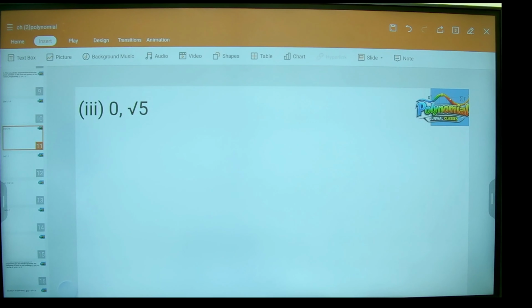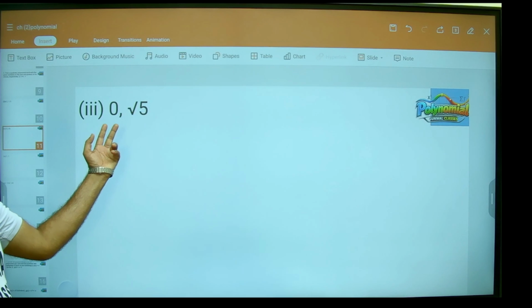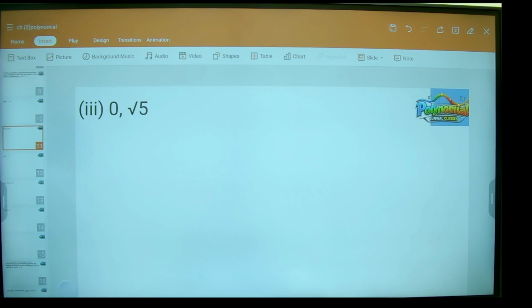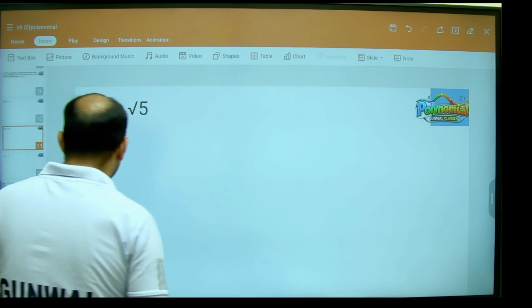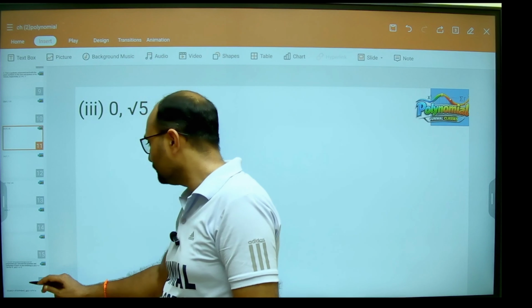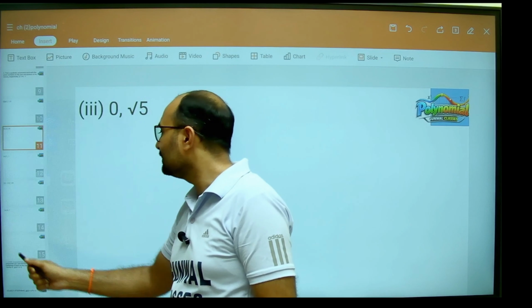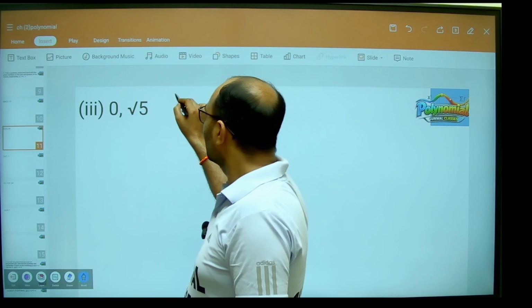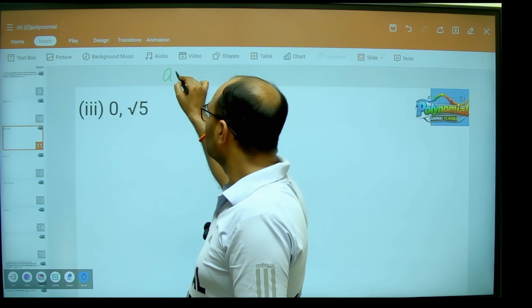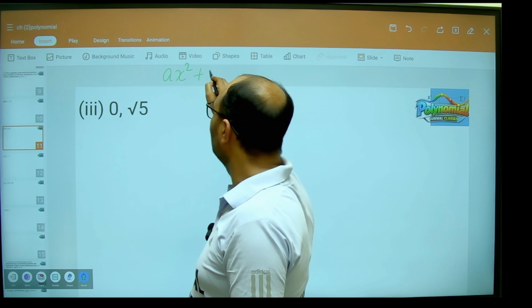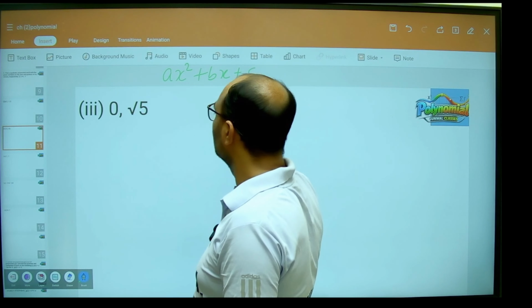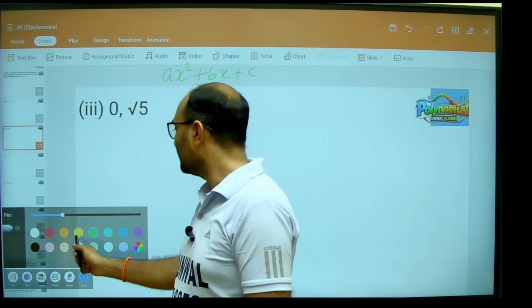Come to third part. Sum is 0. It means roots are same. Product is 5. Plus minus 5. ये तो verbally कर सकते थे आप. चलो नहीं करना तो वर्बली नहीं करना, प्रॉपरली करा देते हैं। जनरल इक्वेशन क्या होती है? ए एक्स स्क्वायर प्लस बी एक्स प्लस सी इक्वल टू 0. Let me change the color.